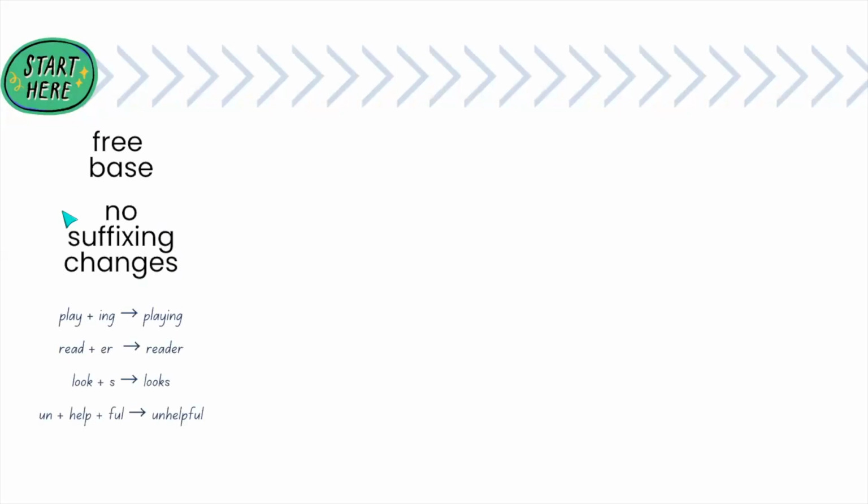So where we start is with free bases, so words that by themselves we recognize as a word and that have no suffixing changes. So we're not toggling Y to I, we're not dropping that single final non-syllabic E or that marker E, or doubling that final consonant to maintain a short vowel sound. None of those things are happening. We're just wanting to introduce this concept to kiddos that we have this word, we add, which in itself is a morpheme, another morpheme on it, and it modifies or changes the sense or the meaning of that word. Okay, that's where we start.